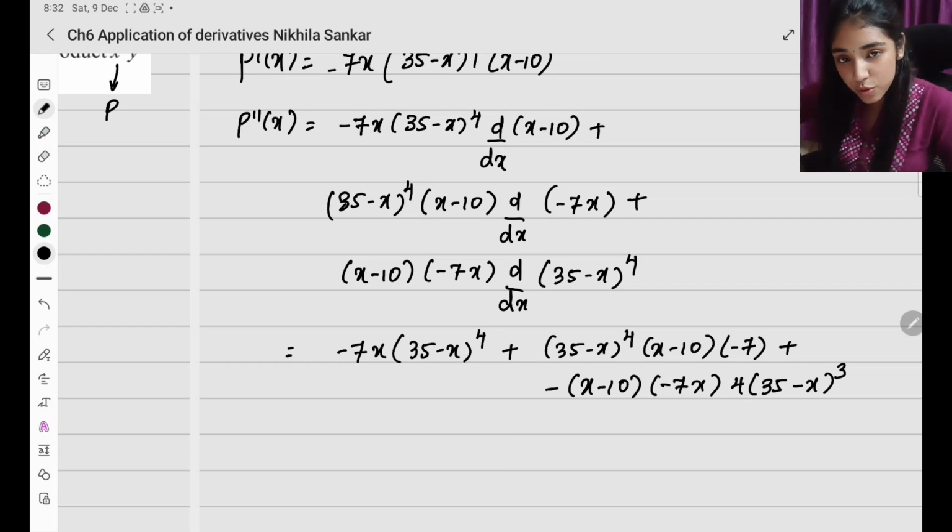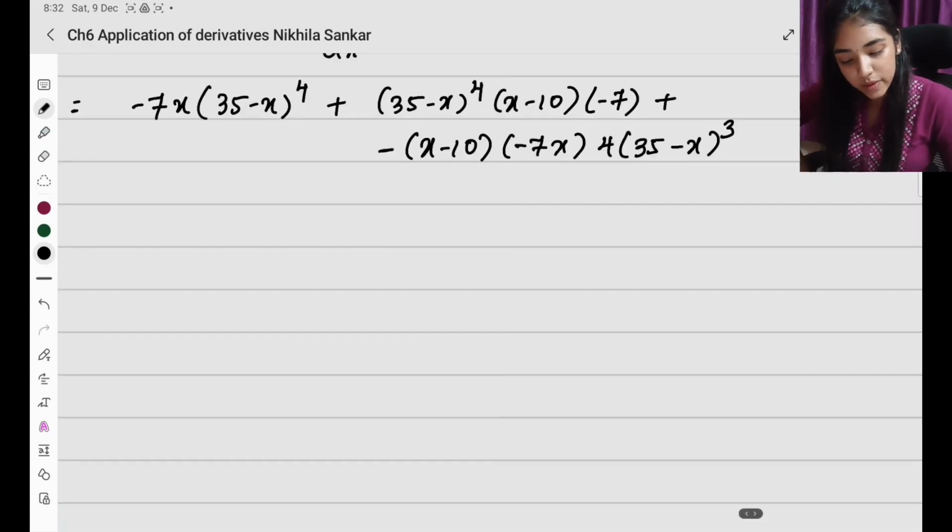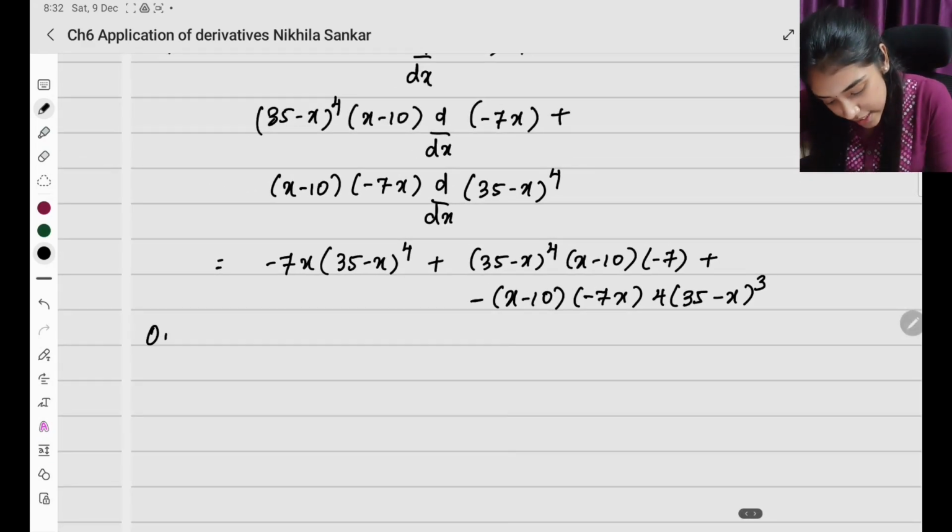Now I have to substitute all the values. What are all my critical points? 0, 35 and 10. So when I substitute those values, 0, 35 and 10, these are all my x values.